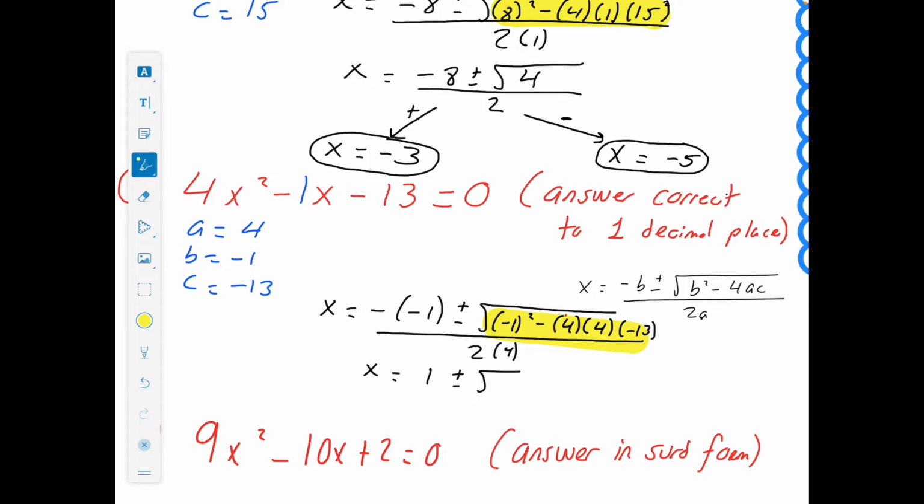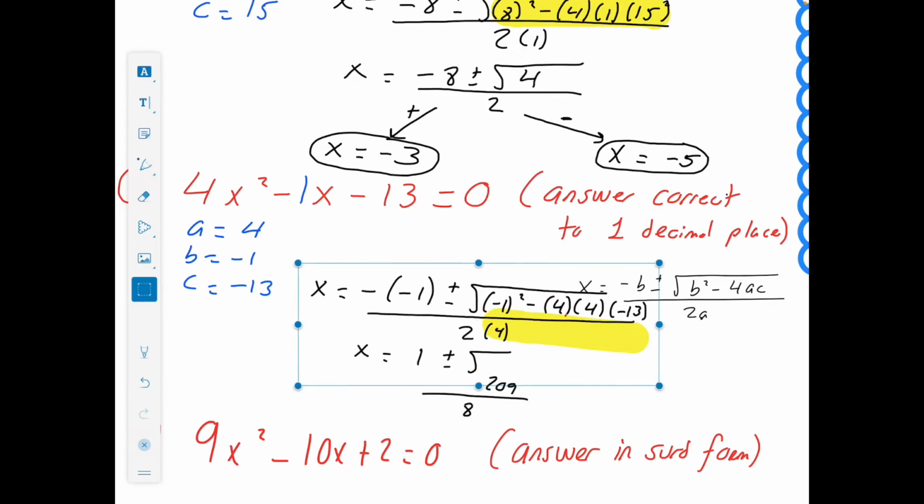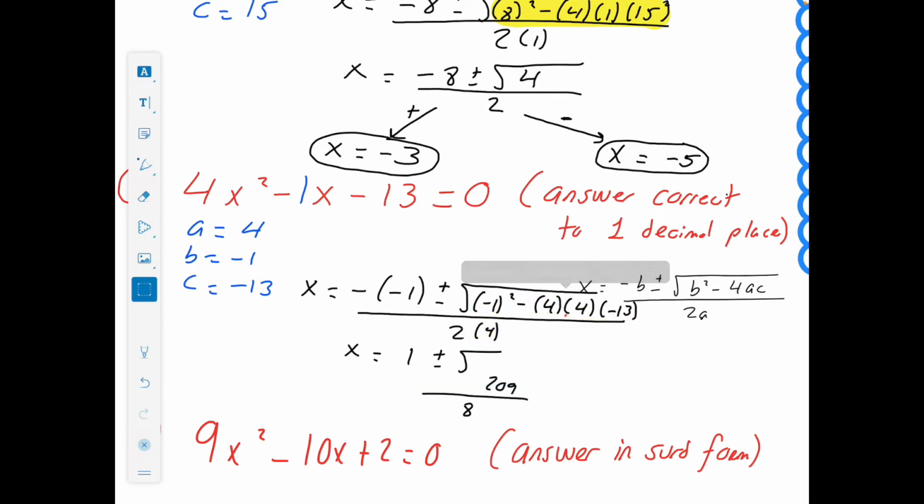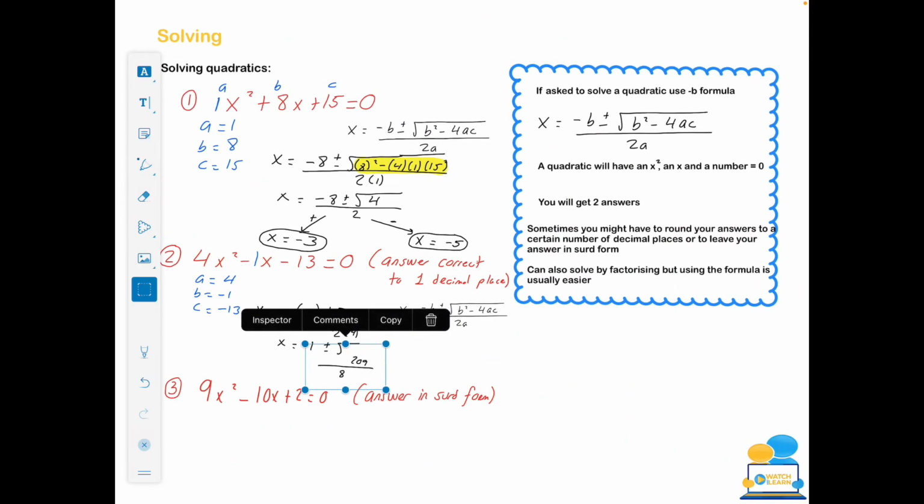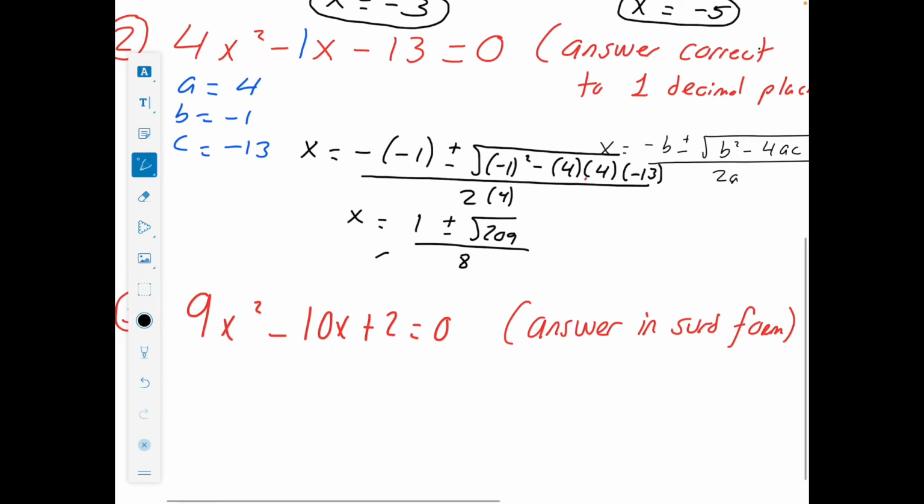Now, again, I'm going to put the numbers that are under the square root, so just this, into my calculator without the square root. So I'm going to say minus 1 to be squared minus 4 by 4 by minus 13. So it's the square root of 209, all over 2 by 4, which is 8. So I try and move things up here to give myself a little bit more space.